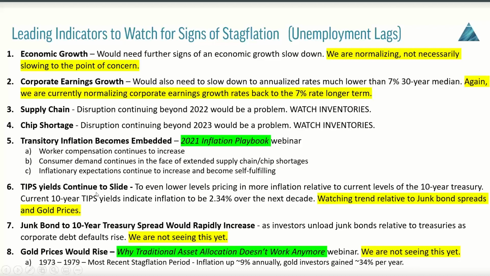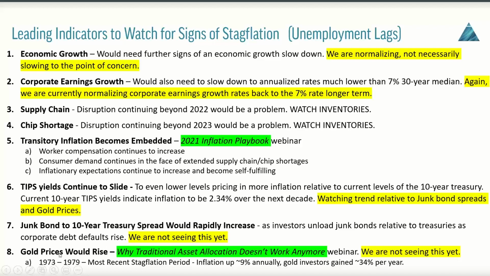Super important, right? Because TIPS yields, junk bond spreads, and gold prices, when we're talking about stagflation, they kind of go hand in hand here. Junk bond spreads to the 10-year Treasury spread, they would rapidly increase. And again, keep in mind, when we're facing stagflation, we're talking about corporate debt defaults on the rise. So investors would unload their junk bonds relative to Treasuries, and we would see that junk bond to 10-year Treasury spread just spike. And obviously, we're not seeing this yet.